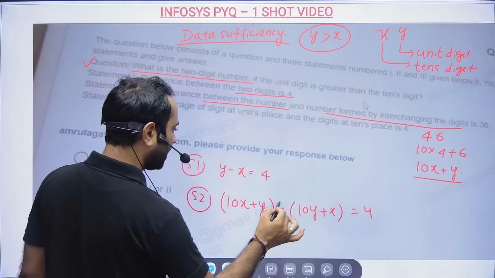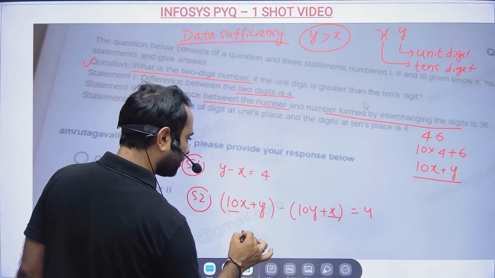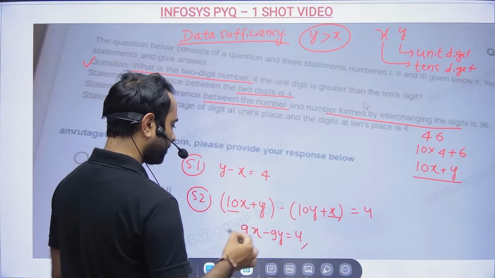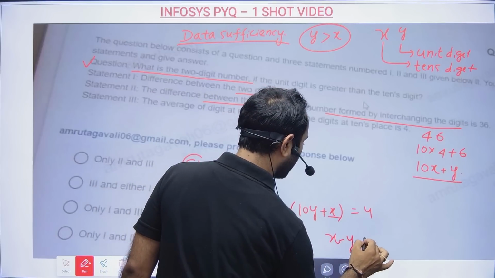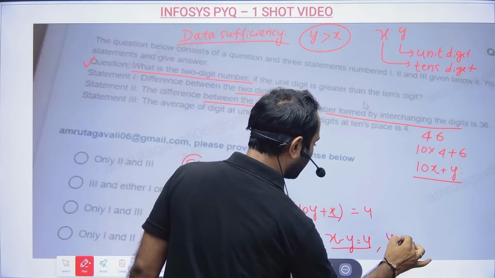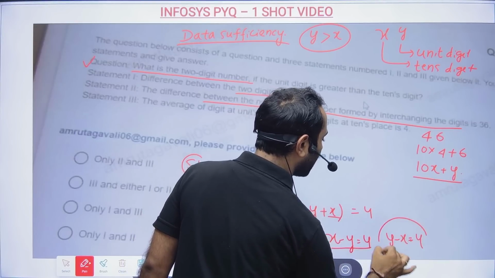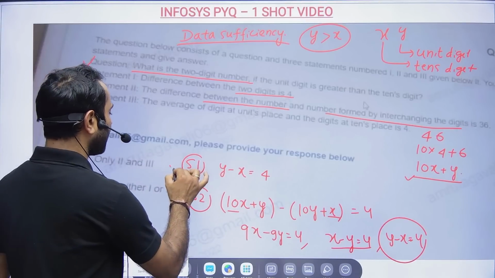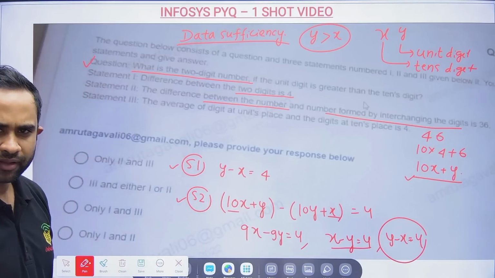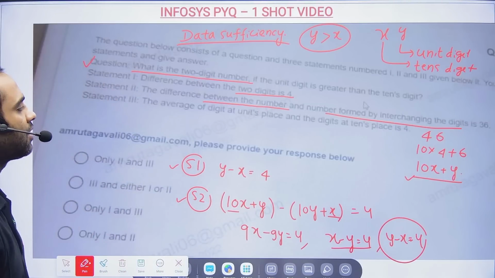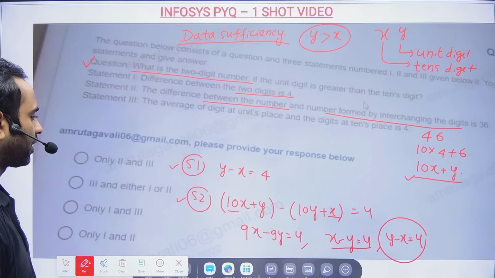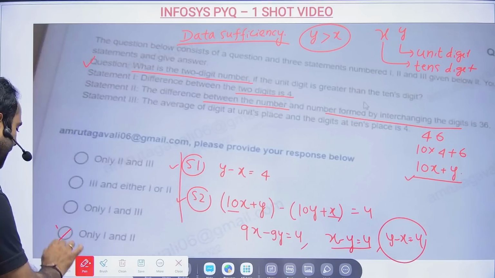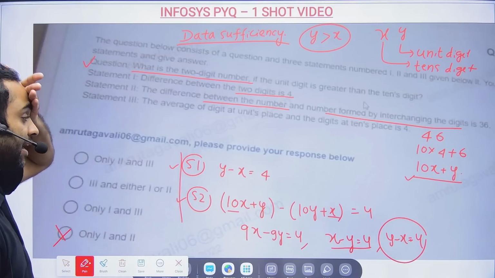So here if you find the difference, this will become 9x minus 9y equal to 36. So x minus y is equal to 4, and we know y is greater, so you can write y minus x is 4. According to that, your equation will change. Now basically statement 1 and statement 2 both are giving you the same data, so you can ignore it. So statement 1 and statement 2 will not give you the answer, and even so it is giving you the same data.